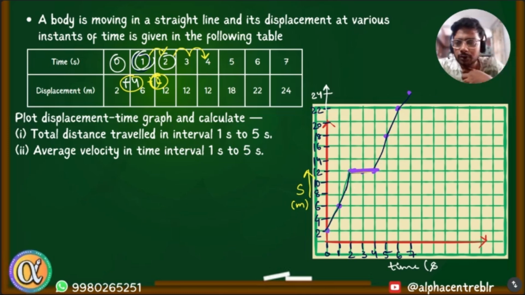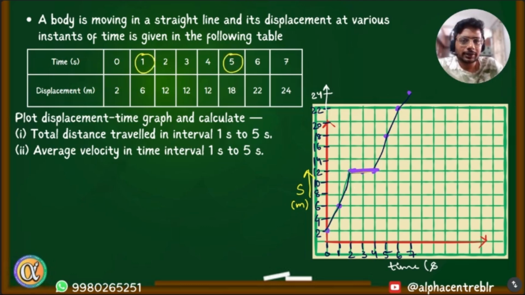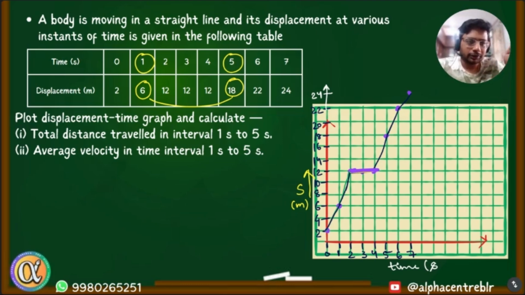Now, all through 1 to 5 seconds, what is the total distance traveled by the object? In that interval, 1 to 5 seconds, what is the total displacement? Do we add everything? At 1 second it was at a distance of 6 meters, and at 5 seconds it is at a distance of 18 meters. So we just subtract these two, to find how much it traveled between 1 and 5.